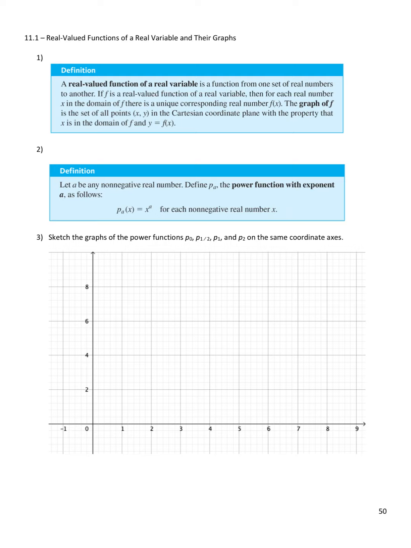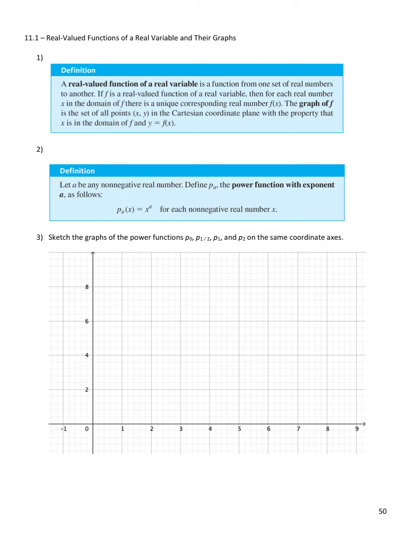Welcome to CSC 201, section 11.1, real valued functions of a real variable and their graphs. A lot of this is going to feel like a review from college algebra, if you took that at GCC, or maybe algebra 2 that you took in high school. But we're just going to go through it, review it, make sure we all know this material.